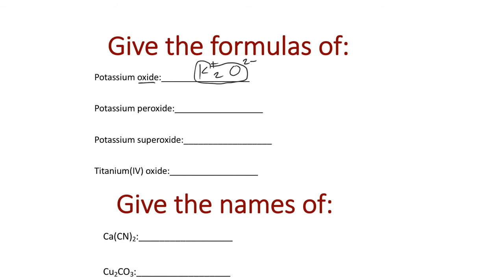Now, what about potassium peroxide? The peroxide just adds the O, keeps the charge at 2-.